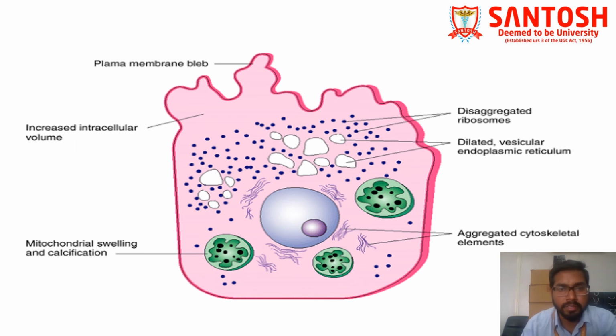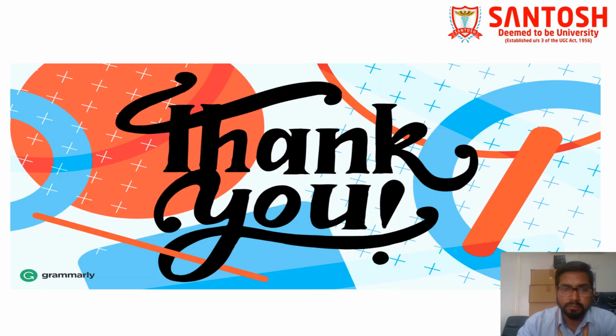When damage occurs to the cell, there is bleb formation, the intracellular volume of fluid increases, mitochondrial swelling and calcification happen, and disintegrated ribosomes and aggregated cytoskeletal elements can also occur. Dilated and vesicular endoplasmic reticulum can also be seen.